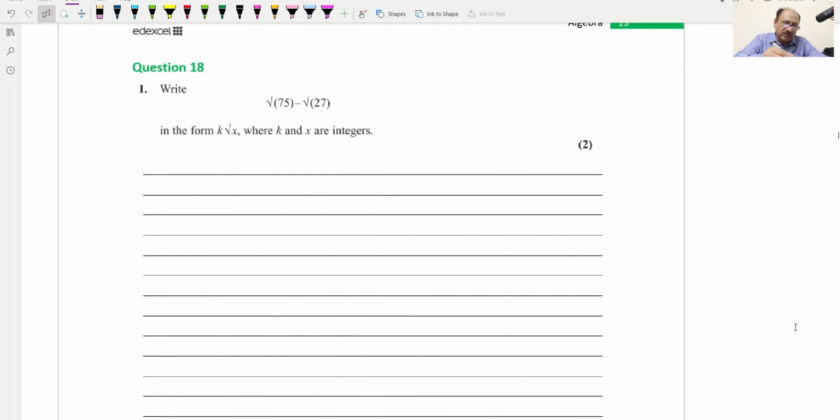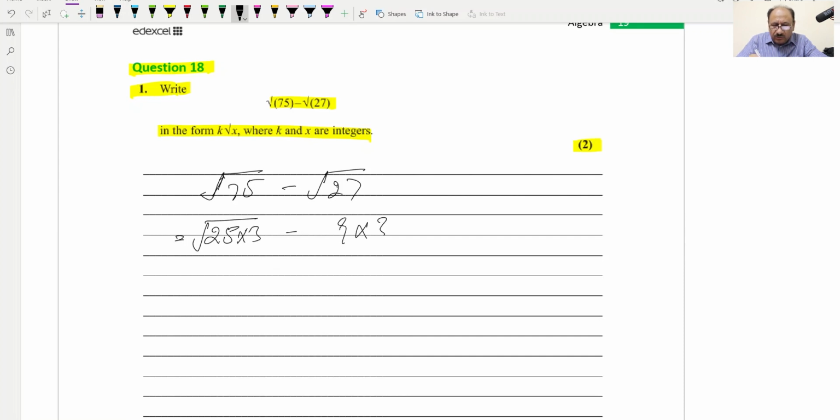Now this is question number 18 of the sequence and question number 1 of the past paper. And this is the question given in the form k under root x, where k and x are integers. This is a 2 marks question. So what we can do for this, we can copy the question, 75 and 27. So 75 we can write as 25 into 3, and this one we can write as 9 into 3.